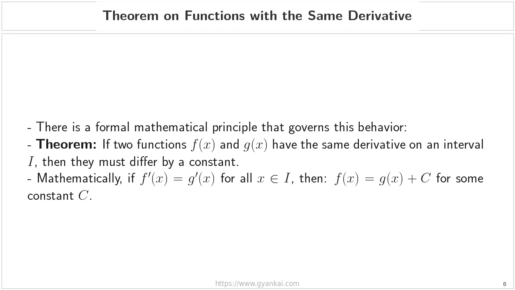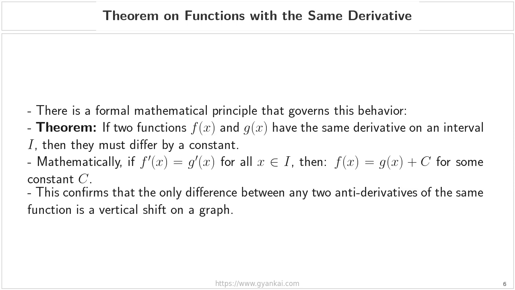Mathematically, this is expressed as, if the derivative of f of x, which we write as f prime of x, is equal to the derivative of g of x, or g prime of x, for all values of x within the interval I, then f of x is equal to g of x plus a constant, which we represent with c. So, f of x equals g of x plus c. Think back to our earlier examples. We saw that functions like x squared plus 5 and x squared minus 10 both had the same derivative, 2x. The difference between those two original functions is a constant, in those cases, 5 and negative 10. This theorem confirms that mathematically.